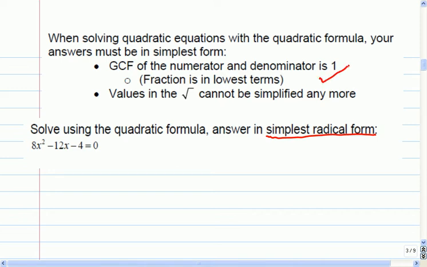Number 1, that the greatest common factor between the numerator and the denominator is 1. There's nothing that can be common factored out. And number 2, you cannot reduce the values under your square roots anymore. Okay, as long as you meet those 2, you'll be in simplest form.